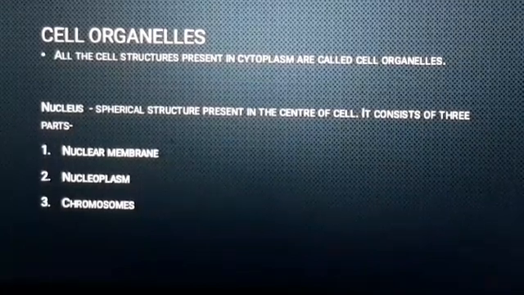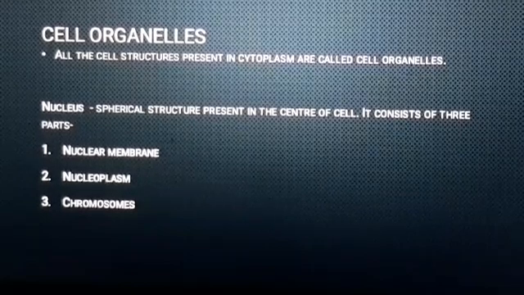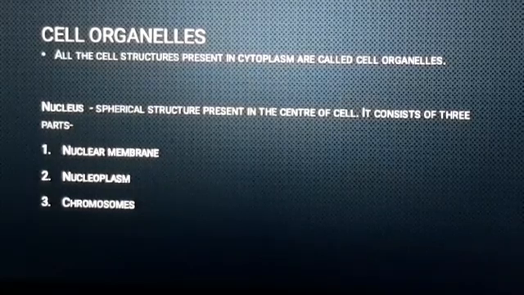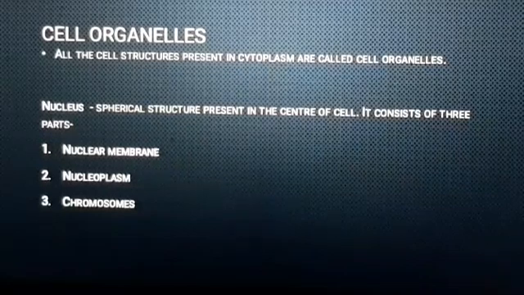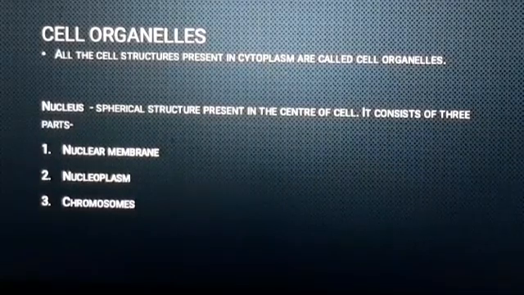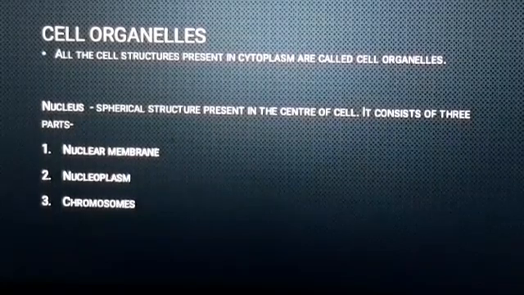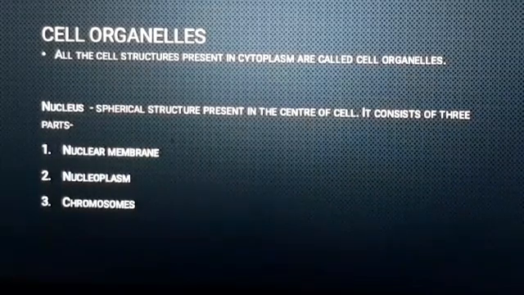Then the next part of the cell is cell organelles. All the small components of the cell which are found in the cytoplasm are known as cell organelles. The cell organelles include nucleus, mitochondria, endoplasmic reticulum, ribosomes, centrosomes, Golgi bodies, lysosomes, plastids, and cell vacuoles. We are going to read about each and every cell organelle found in the cytoplasm, but in today's lecture, we are going to read only about the nucleus.